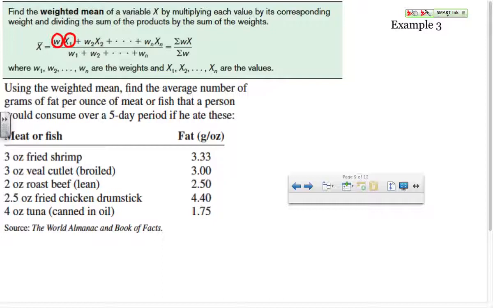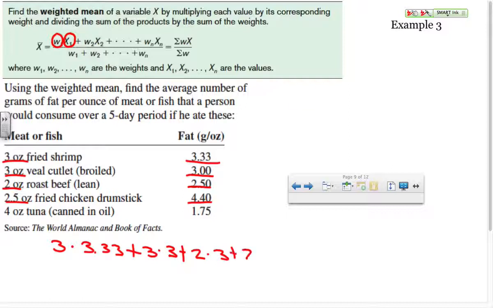So in this case, our weights are actual weights, okay, of the fish, and the fat is what we're measuring. So to calculate this, we're going to go 3 times 3.33 plus 3 times 3 plus 2 times 3 plus 2.5 plus 2 times 2.5 plus 2.5 times 4.4 plus 4 times 1.75.